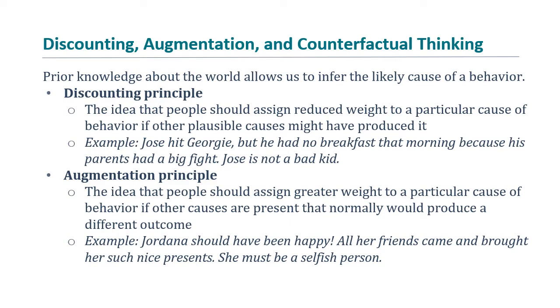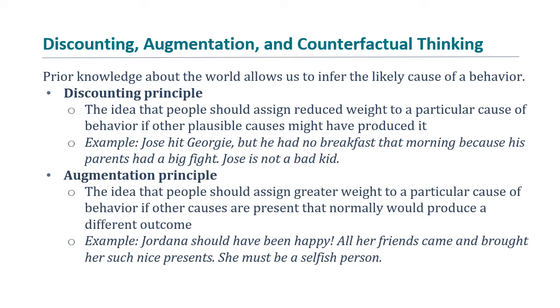So some other ways of thinking about how our prior knowledge impacts our inferences about the cause of behavior. The first is this discounting principle. It's the idea that people should assign reduced weight to a cause if other causes might have produced it. So the example here is that Jose hit Georgie, but he had no breakfast this morning because his parents had a big fight. Jose is not a bad kid.